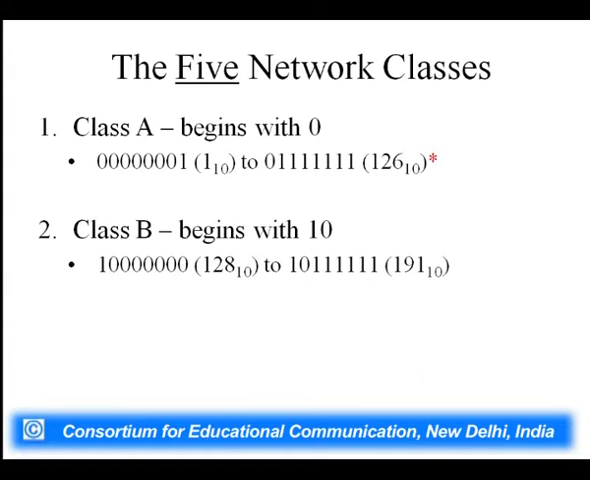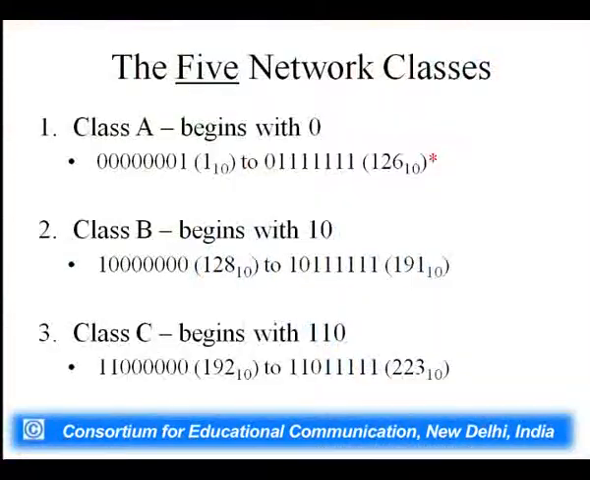Now class B begins with 1 0, that means the leftmost bit is 1 followed by 0. If you look at 1 followed by 7 zeros, or 1 0 followed by 6 zeros, it comes to 128. That means class A addresses begin with 1 to 126, and class B addresses begin with 128 to 191.